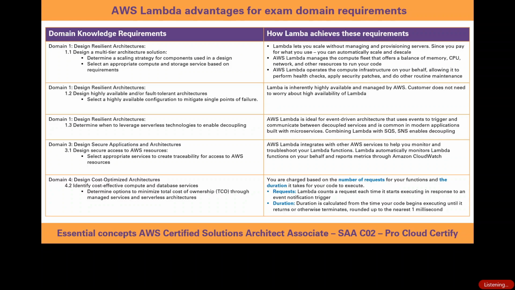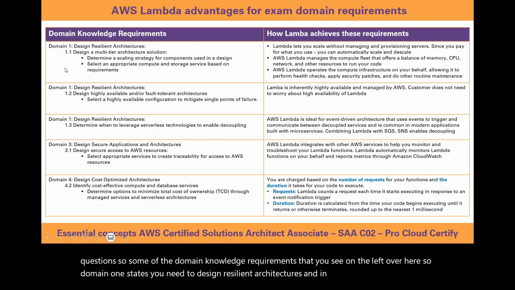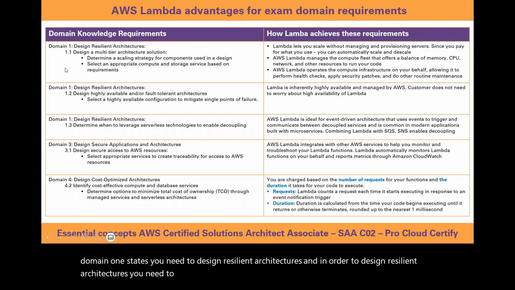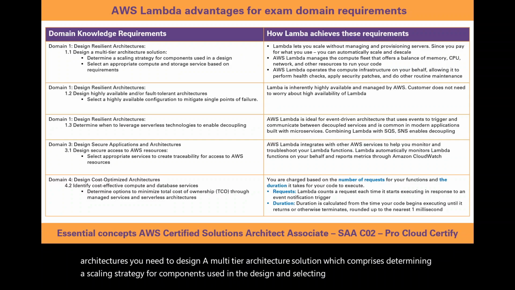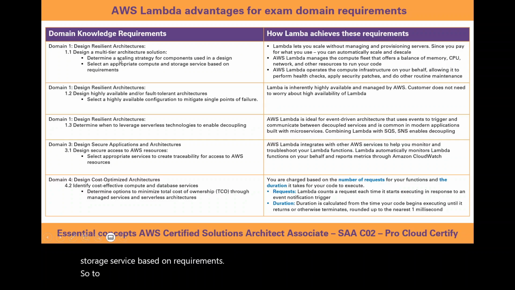Now let's go over some of the advantages that AWS Lambda brings, which could potentially be exam questions. So some of the domain knowledge requirements that you see on the left over here. Domain 1 states you need to design resilient architectures. And in order to design resilient architectures, you need to design a multi-tier architecture solution which comprises determining a scaling strategy for components used in the design and selecting an appropriate compute and storage service based on requirements. So to answer the first requirement, determine a scaling strategy for components used in the design.